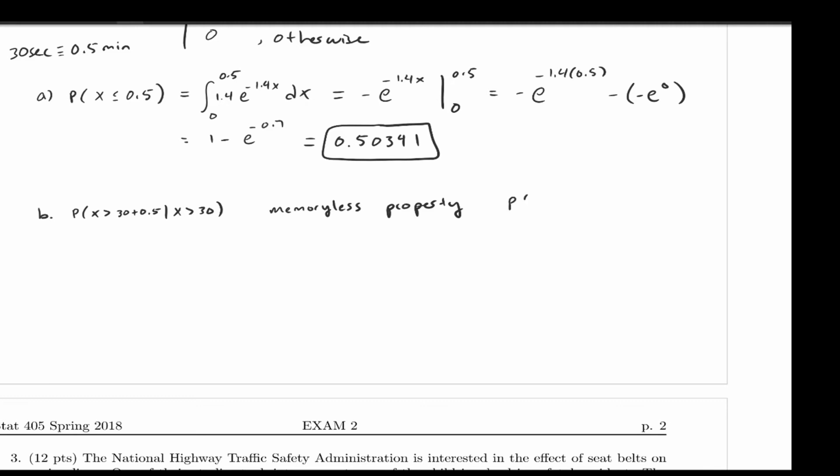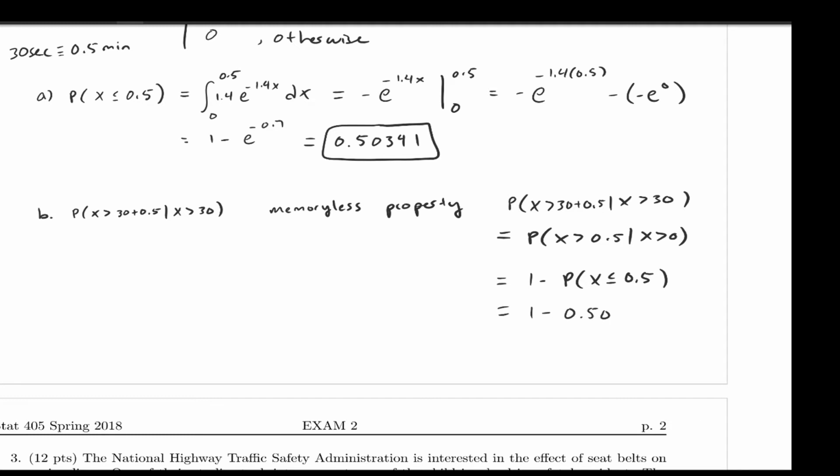So probability of x greater than 30 plus 0.5 given x greater than 30 is actually equal to the probability that x is greater than 0.5 given that x is greater than 0, which is 1 minus the probability that x is less than or equal to 0.5, which is calculated in part A, which is 1 minus 0.50341. And 1 minus 0.50341 is 0.49659.